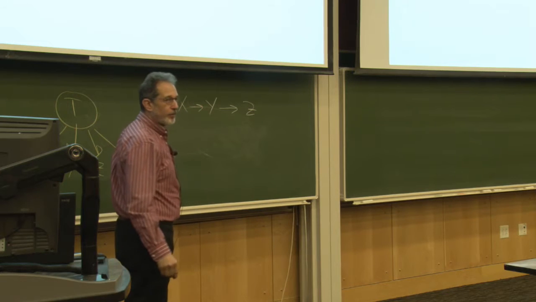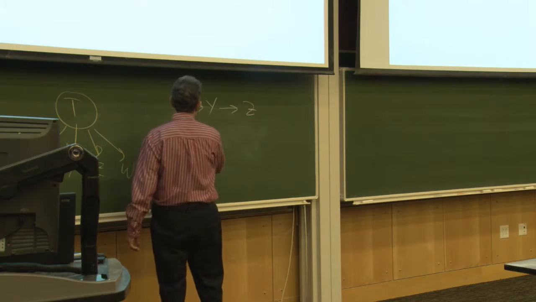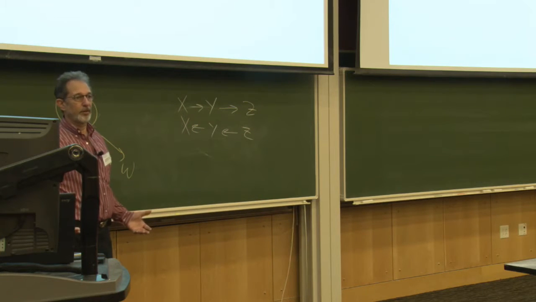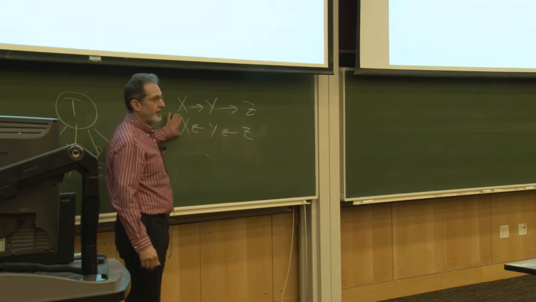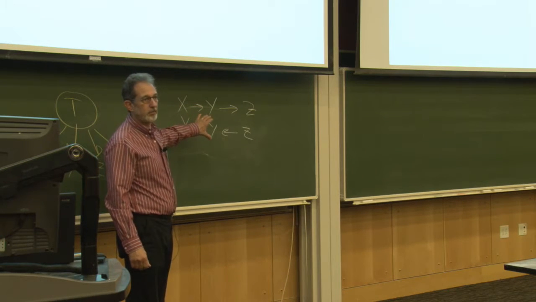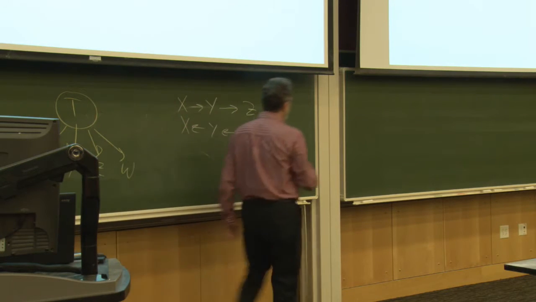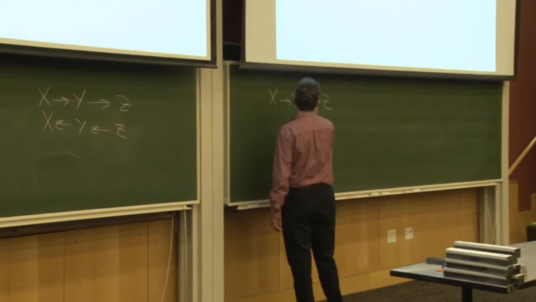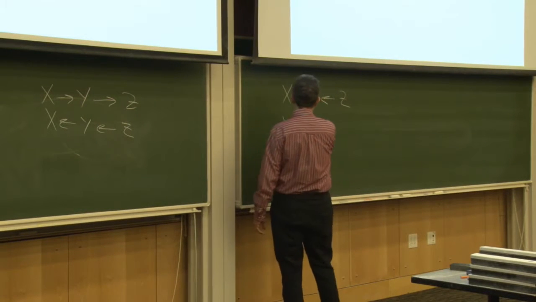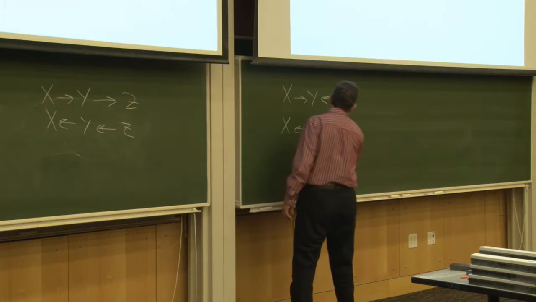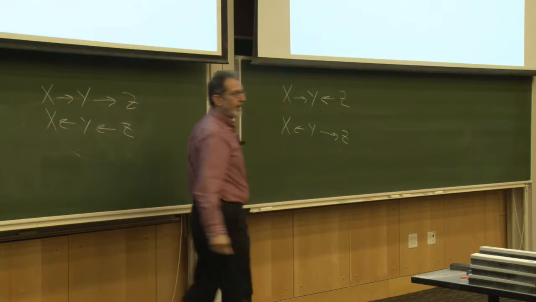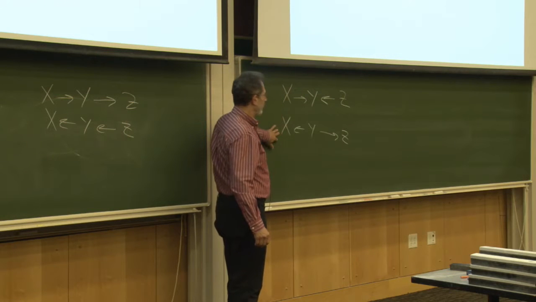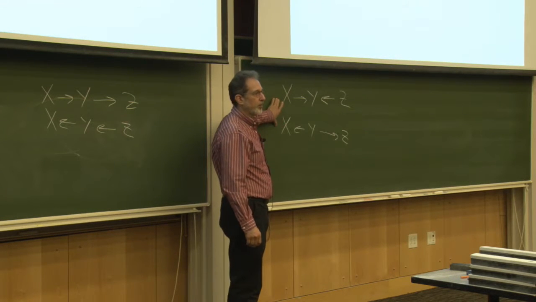So if I had that graph and I reversed every edge, I get that graph. That is equivalent. It has the same adjacencies and the same unshielded colliders, namely none. But if I started with this graph and I reversed every edge, I now have the same adjacencies, but I do change from an unshielded collider at Y to an unshielded non-collider at Y. So these are distinguishable. Right?